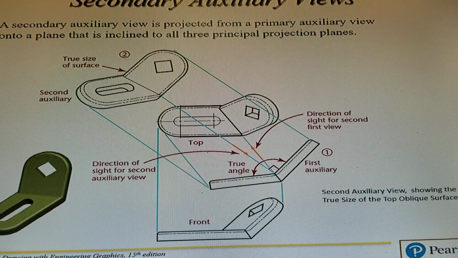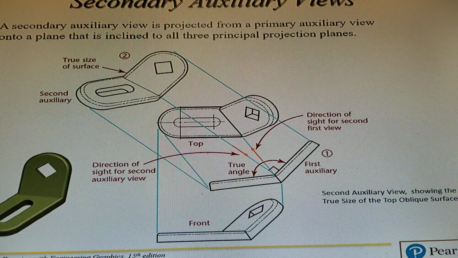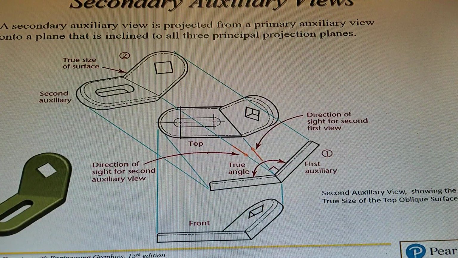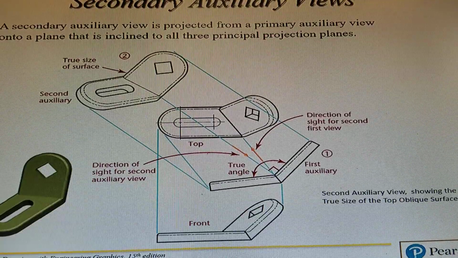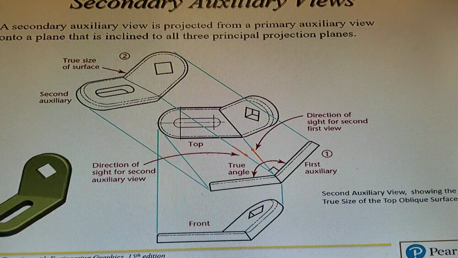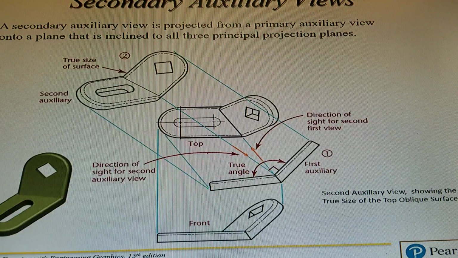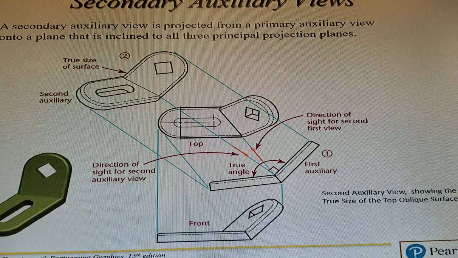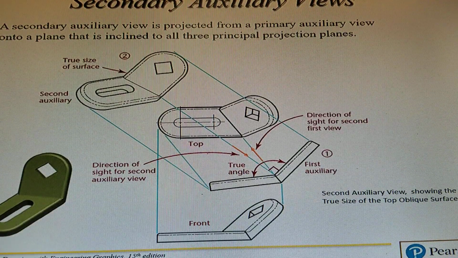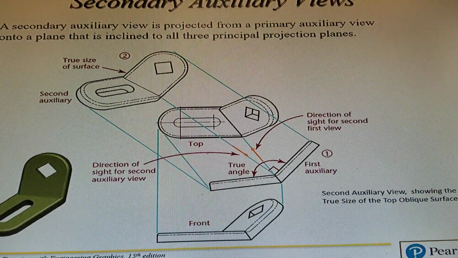Here's secondary, sort of like the first one, I think. A secondary auxiliary view is projected from a primary auxiliary view onto a plane that is inclined to all three principal projection planes. So you have a front view and a top view right there in the middle, okay? And your first auxiliary is to the right. You're going to project down from the top view, and then you project back up to get that true size and shape of that circular pattern with the square in it on the right-hand side.